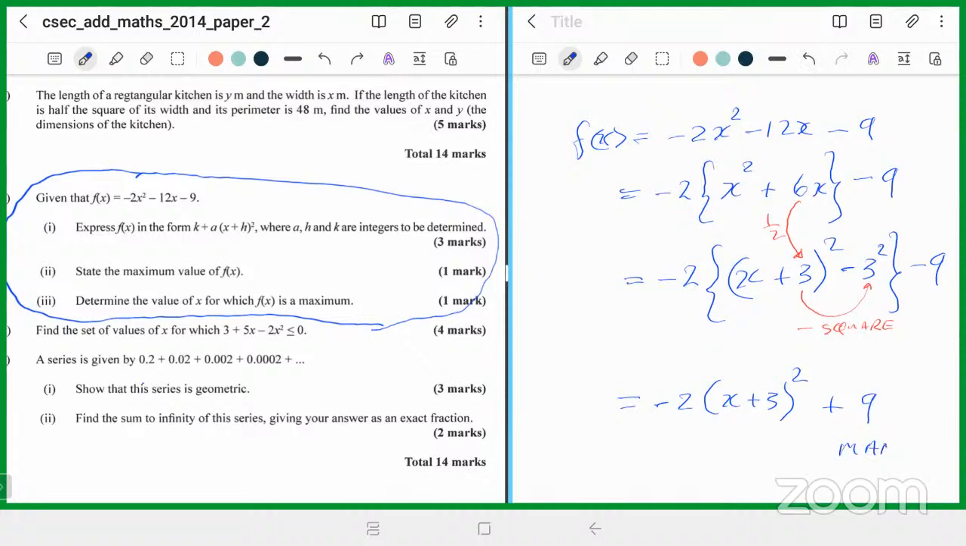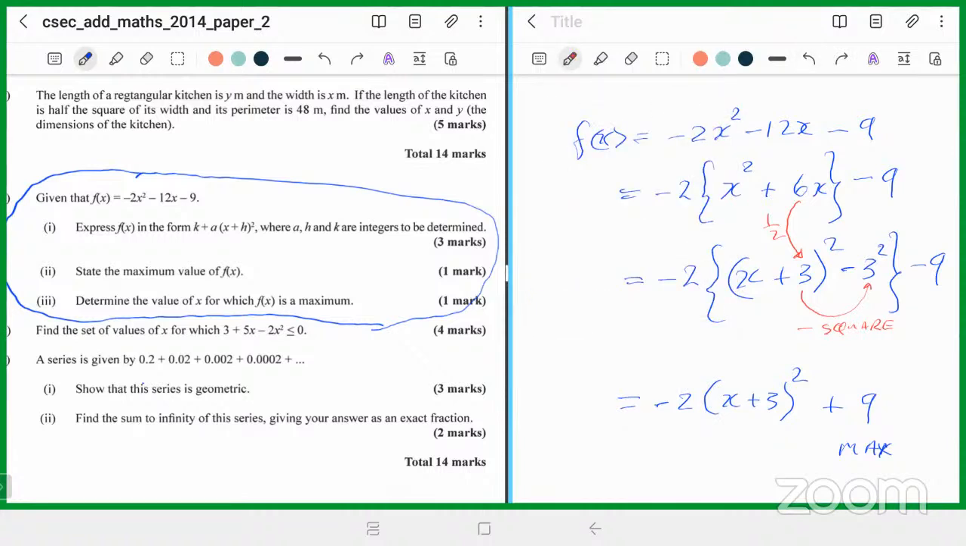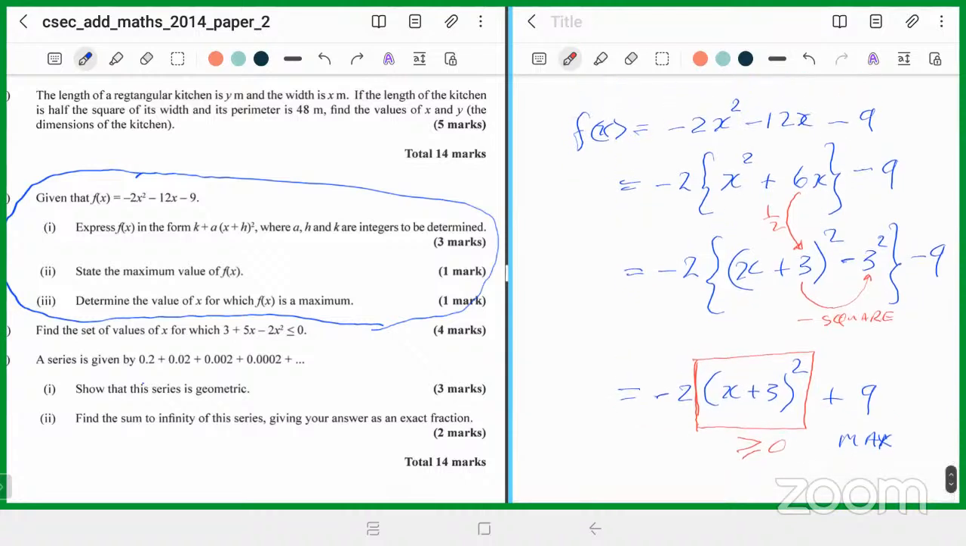You might ask, why is it a maximum? Plenty of people know it's a maximum when they see the negative, but let's reason it out just in case you didn't know. Why is this a maximum? The bracketed term here, the term that I placed in the box, is a square. It can only be greater than or equal to 0. And you're multiplying that value by this -2.